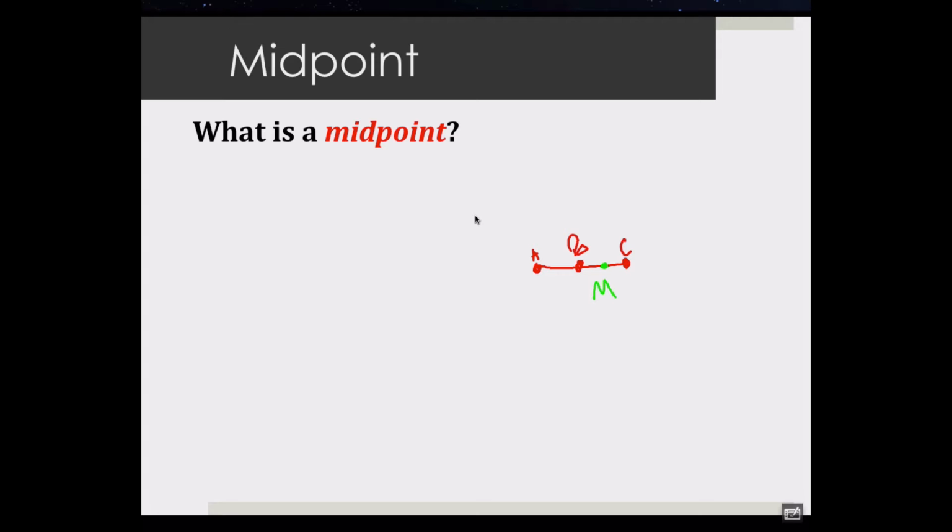Perfect. Are you okay with that? B is the midpoint of AC if the distance from A to B is the same as the distance from B to C. How do we express that easily? Because I'm a mathematician, I don't like to write out sentences whenever possible. How do I express the distance from A to B is equal to the distance from B to C? AB equals BC. Beautiful.